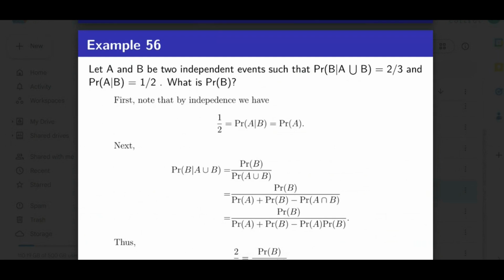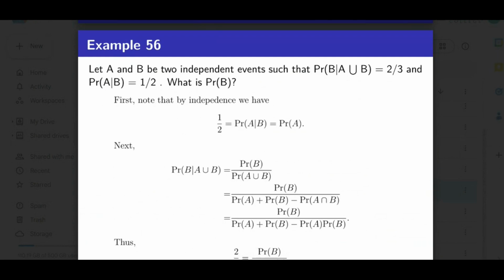B intersection A union B has to be just B. See, A union B is a larger set, and B is inside it. So when you intersect a set that's completely contained in the larger set, you get that set. So that gives you this. Then this is the theorem. Then again, using independence, you can eventually solve the problem.